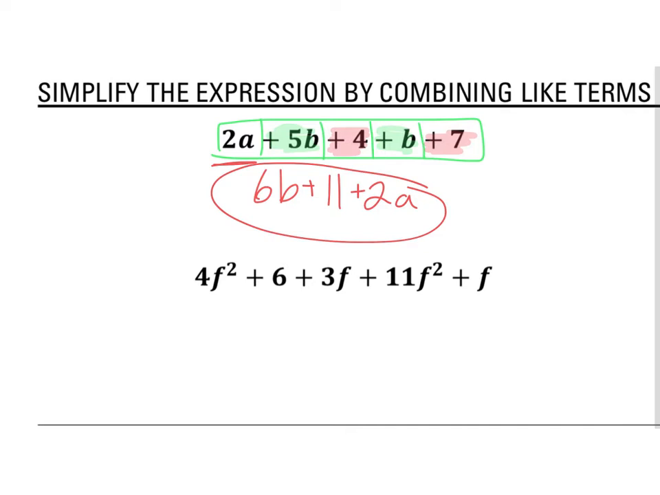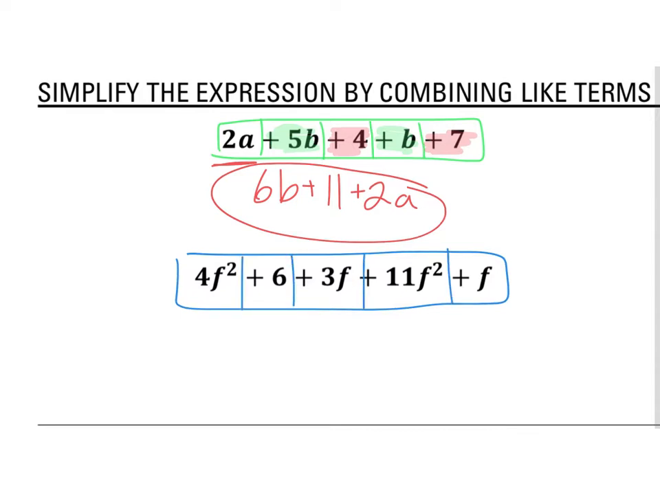For our next one, same thing. Separate all of our terms. Okay, our like terms here are going to be our 4f squared and our 11f squared. Remember, it's got to have the same letter raised to the same power. Separately, we have a 3f and a 1f. That's a set of like terms. And then 6 is kind of on its own here. It doesn't have anyone to go with.